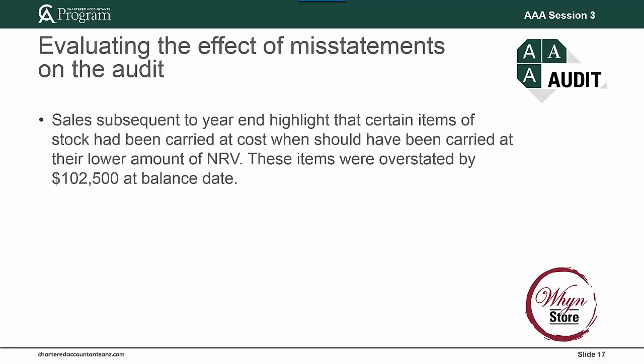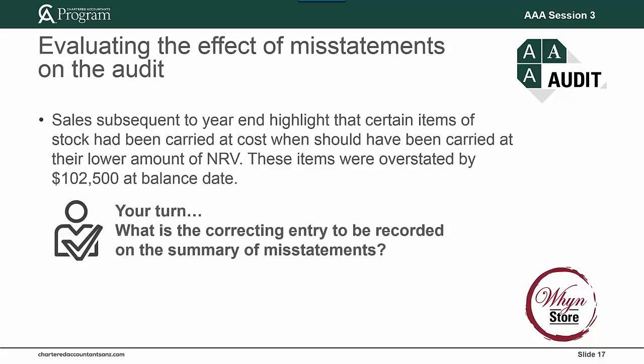So the second issue relates to inventory. Sales made after the year end have highlighted to you that inventory was being held at cost when it should have been valued at the lower amount at NRV. So as a result, inventory was overstated by $102,500. So if it was overstated, what is the correcting entry for this? Take a minute to pause and then answer this yourselves. So what is the correcting entry to be recorded on the summary of misstatements for this issue? Take a couple of seconds to try and answer this one.